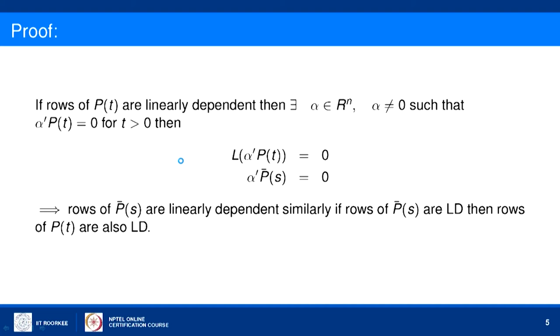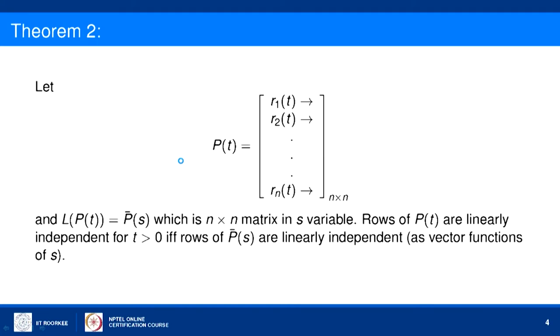Now, if you take this theorem, let us assume that P(t) is r1(t), r2(t), ..., rn(t) as earlier. Then the Laplace transform of this matrix P(t) we denote by P bar of s, where s is the Laplace transform variable, from the t variable transformed to the s variable. So, if you assume that the rows of P(t) are linearly independent, then the rows of P bar(s) are also linearly independent and vice versa. That can be shown because the Laplace transform is a linear operator.